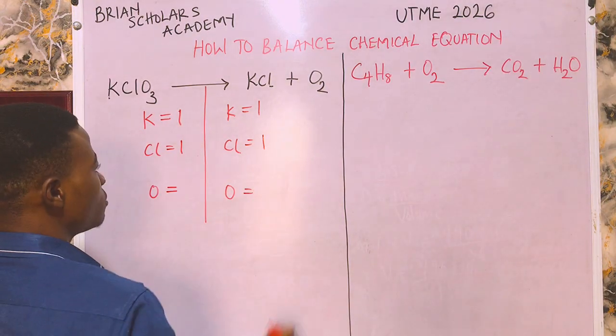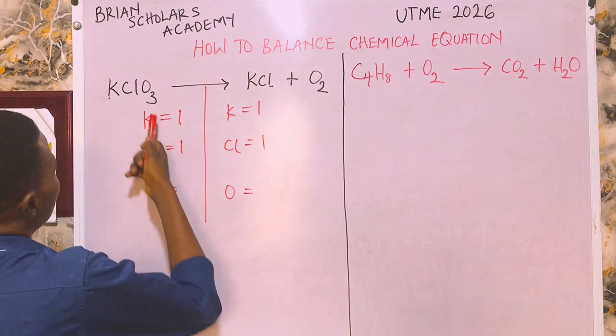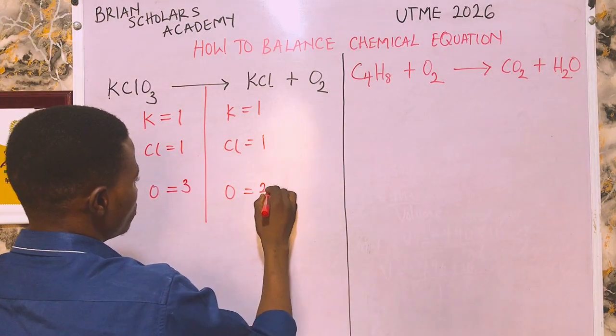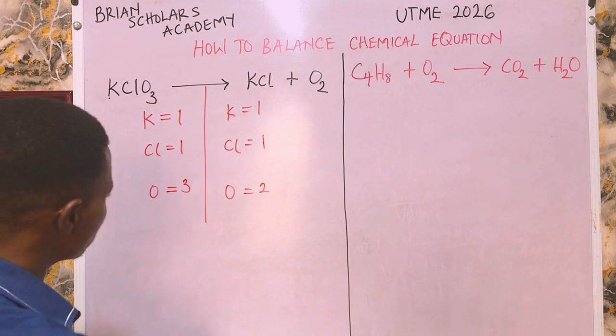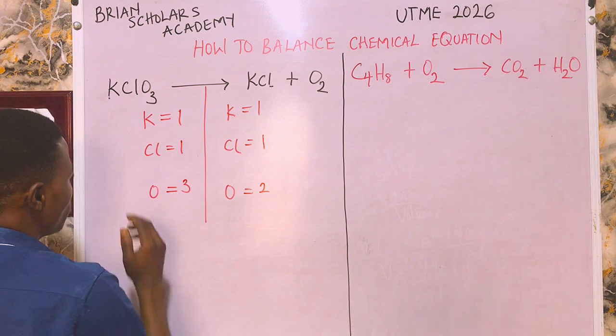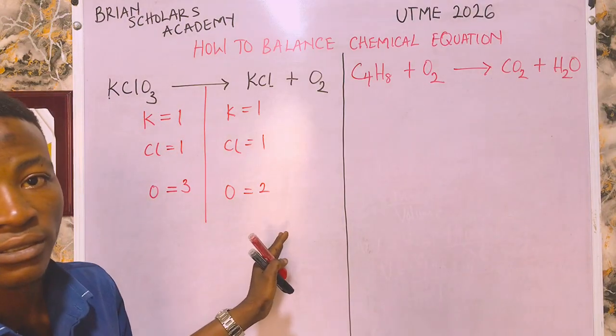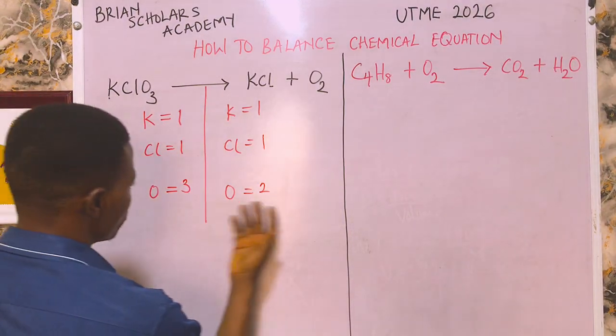Then you go ahead and check if the oxygen is balanced. Then that's oxygen. We have to balance it, right? Then how many oxygen do you have here? We have 3 oxygen here. Then how many do you have here? We have 2 oxygen here. Then how are you going to balance this? Because the number of atoms on the reactant side must be equal to that of the product side, right? So let's just go ahead and see what's going to happen here.